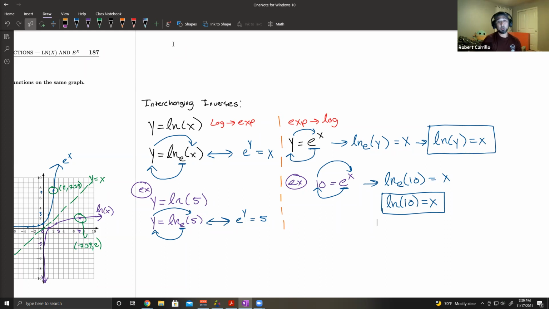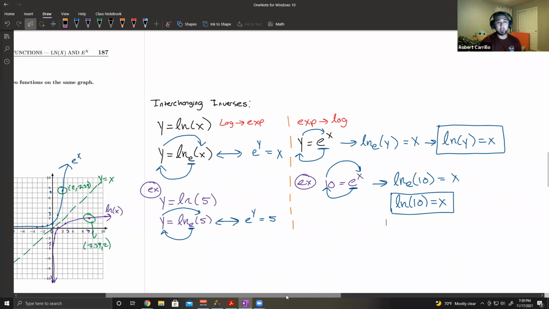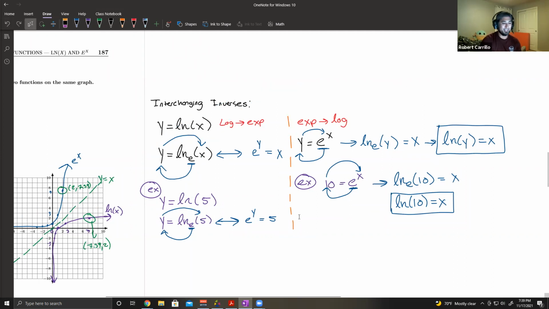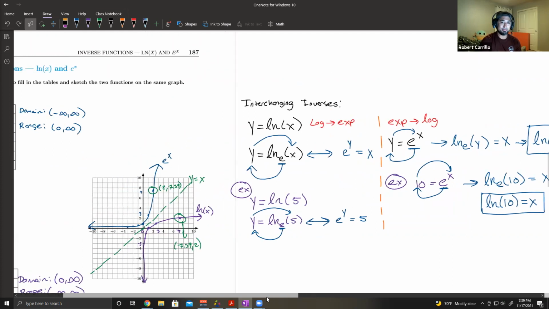And truthfully, logs make algebra, calculus, any advanced math very easy. They make math really easy, but students decide to hate logs. It's beyond me, but showing you this probably makes you hate logs anyways. So I get it. Okay, so let's keep going.